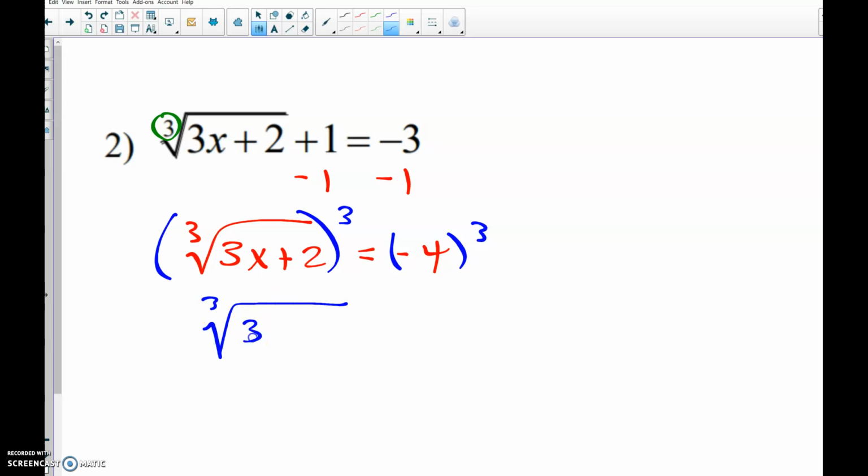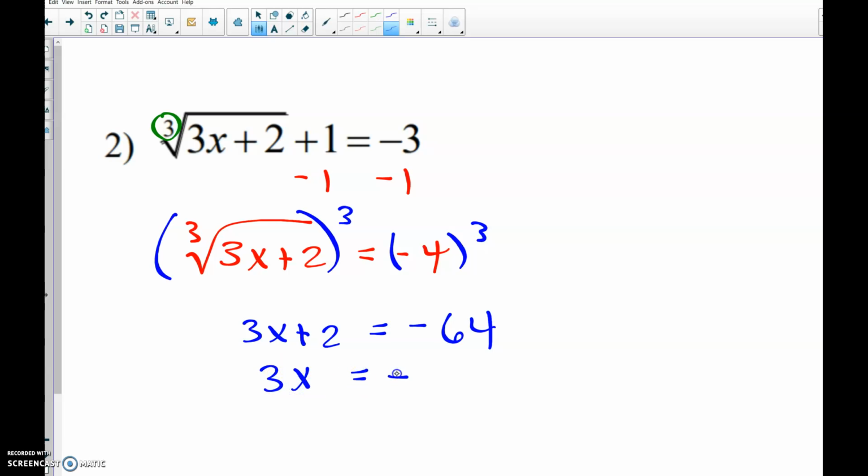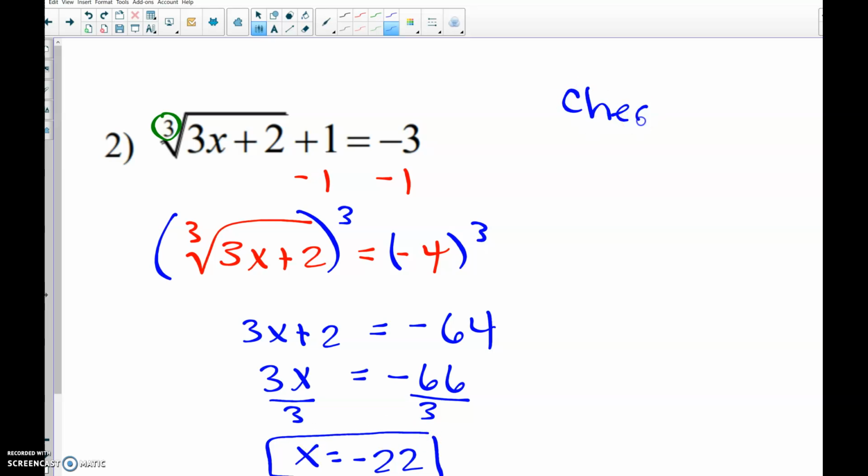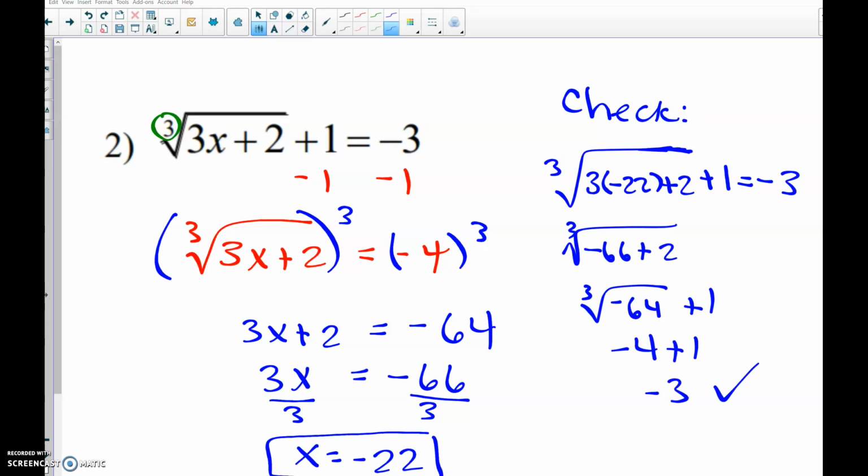So the cube root of 3x plus 2, the cube root of -4 cubed, is -64. That process eliminated the cube root. I don't need that anymore. Subtract 2. Divide by 3. x equals -22. It checks out. So -22 is the correct answer here.